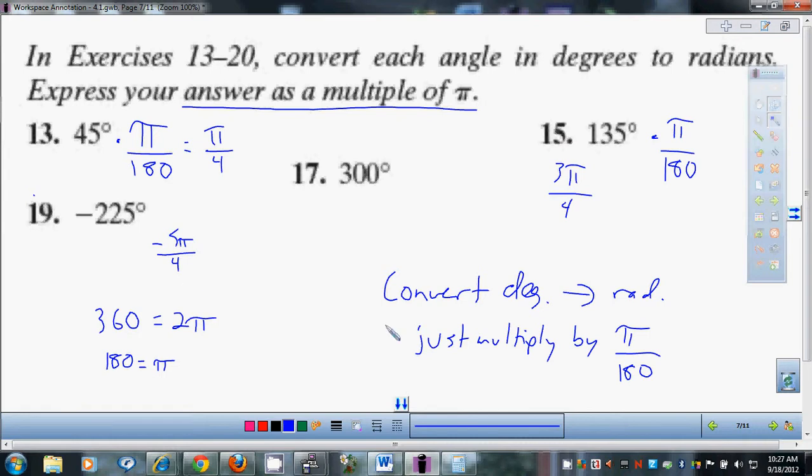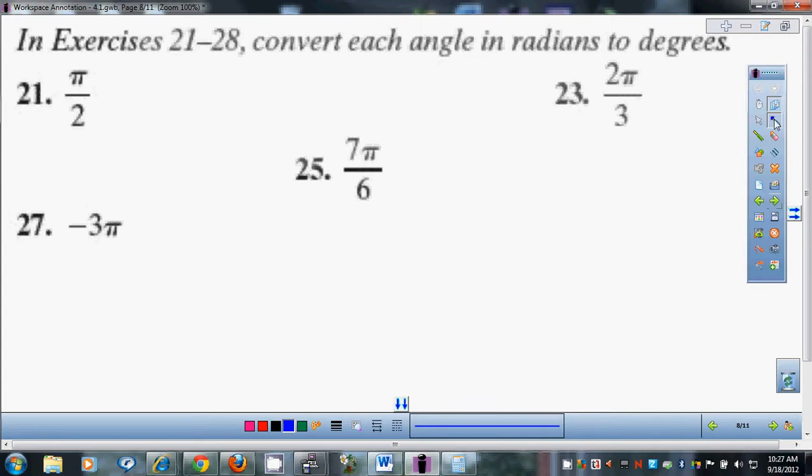When we convert in the other direction, radians to degrees, we do the exact same thing, except instead of multiplying by pi over 180, you multiply by 180 over pi. Essentially, whatever you start with is what you divide by. So if you start with degrees, you divide by degrees. If you start with radians, you divide by radians. That's just the way I do it. So here, things just reduce again. Pi over pi, 180 over 2 is 90 degrees.